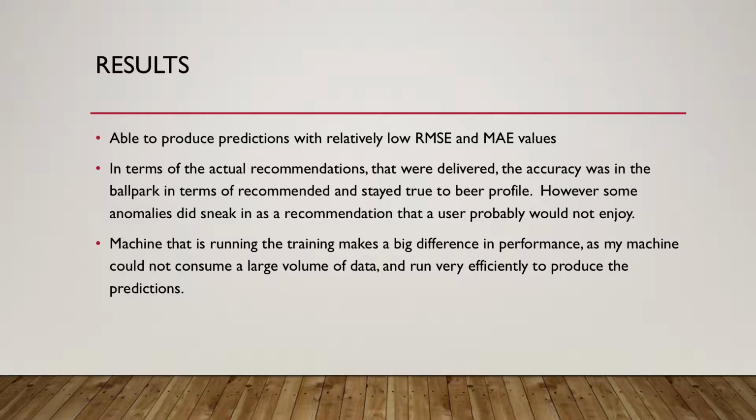I'd say a good out of maybe 10 recommendations, I think 6 of them would probably be actually accurate. There were some anomalies where, for example, it was very clear that the user was very much into dark stout beers, and then for whatever reason, the recommendation would return a lager. So it's not completely foolproof, but it's pretty accurate in terms of actually getting the majority of beers correct in terms of what a user would like.